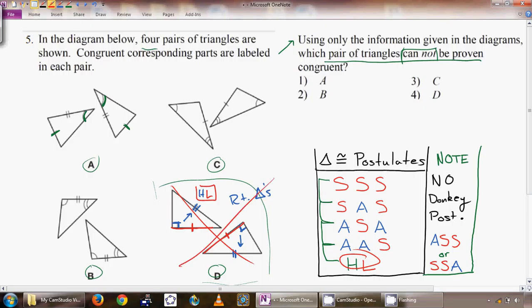So I'll rule it out over here. This is not one of our solutions. This can be done. We're looking for the one that can't.